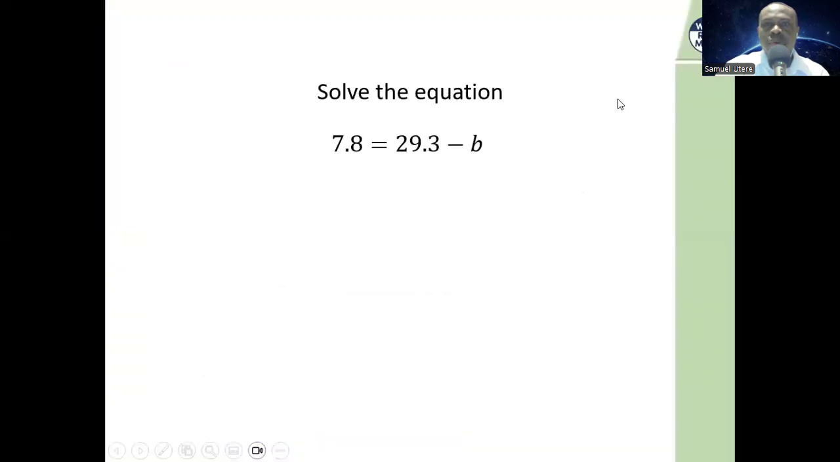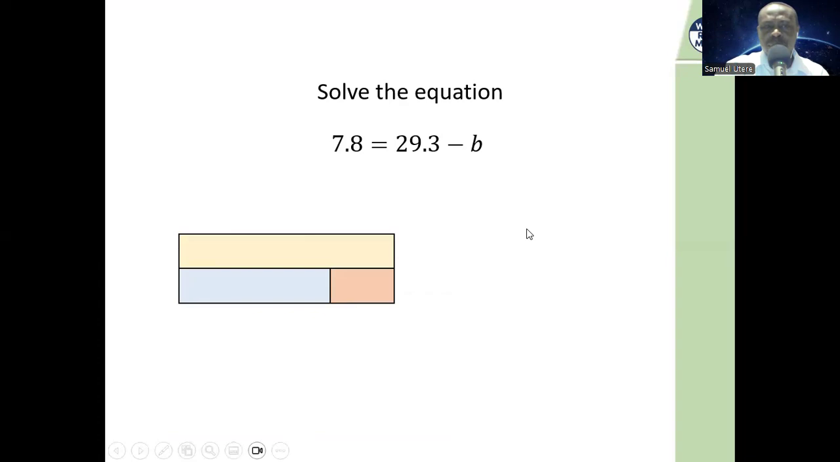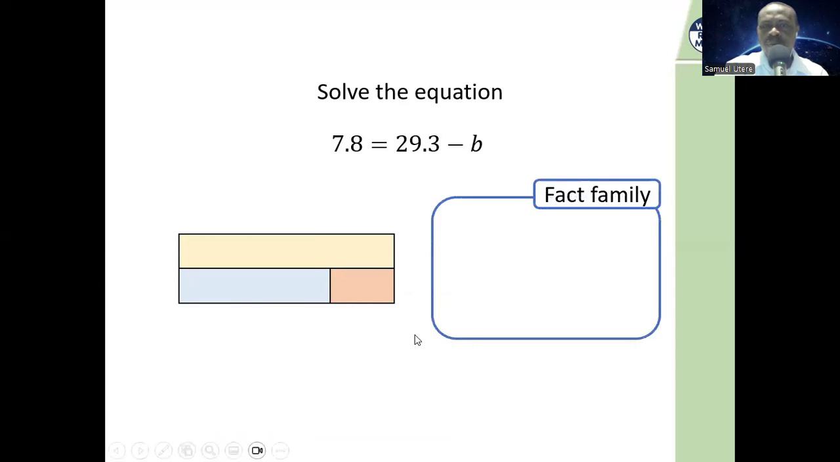Okay, what about this one? If it involves subtraction, what can we really do? How do we represent this? Think about what you learned from doing the addition fact family and the bar model. So if you think about it, 29.3 looks really large and we're taking away B from it. So where would we put the 29.3? And what will be the fact families? Have a think.